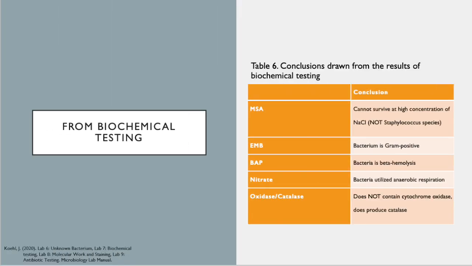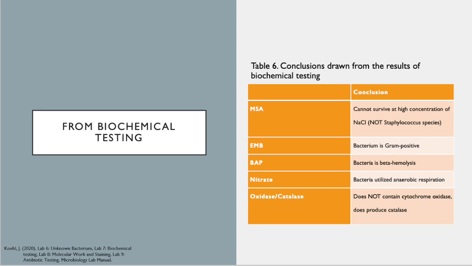There were 6 separate experiments performed for the biochemical testing. These tests included MSA, EMB, BAP, nitrate, oxidase, and catalase experiments. For MSA, our unknown bacteria species could not survive on the MSA plates, indicating that it wasn't a Staphylococcus species and that it couldn't survive in high concentrations of NaCl. For the EMB experiment, our bacteria also did not grow, which meant that it was a gram-positive organism. For the BAP reaction, our unknown's lysis pattern matched beta-hemolysis by being completely clear around the colonies. We saw that with the nitrate test, our organism utilized anaerobic respiration due to the fact that it turned pink.